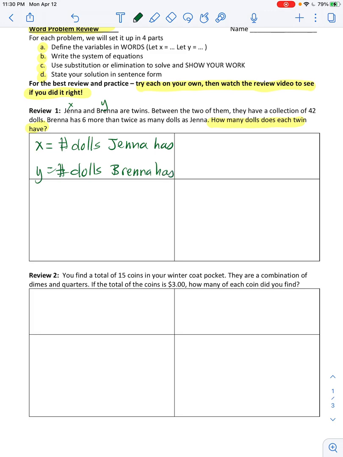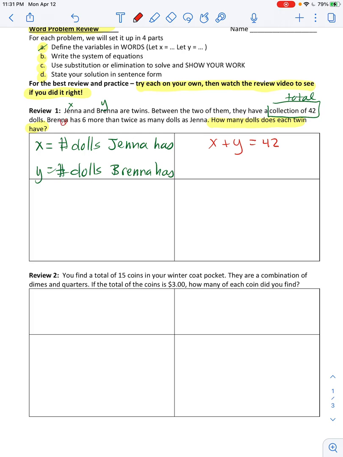All right, so let's move on to writing our equations. So what do we know? They have a collection of 42. To me, that tells me there's a total of 42. So when I go to write my first equation, the number Jenna has plus the number Brenna has will add up to 42. What else do they tell me?